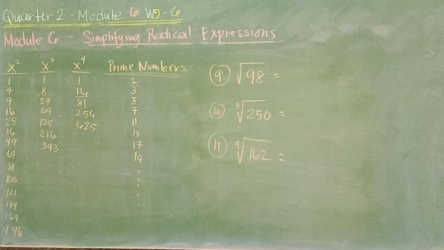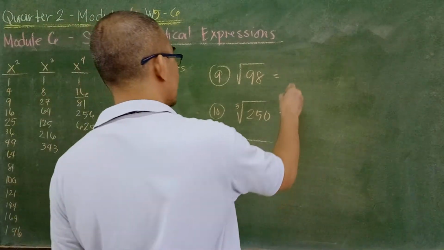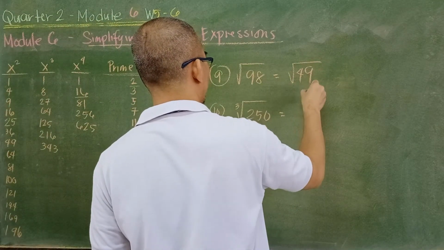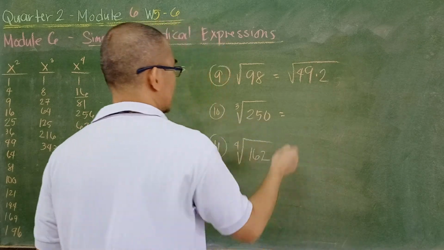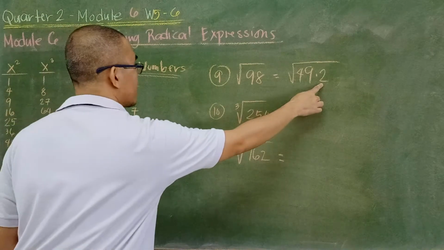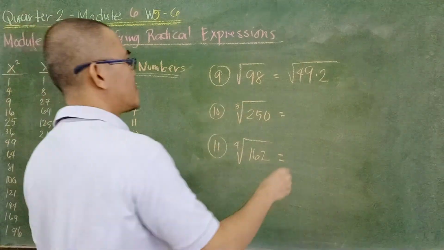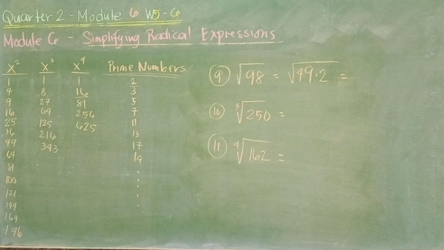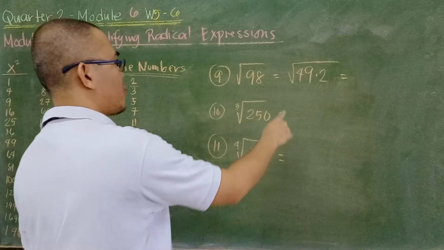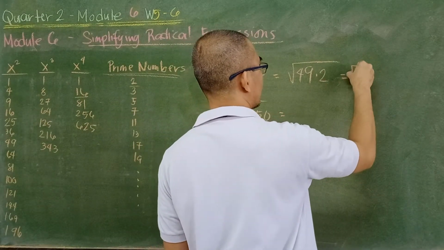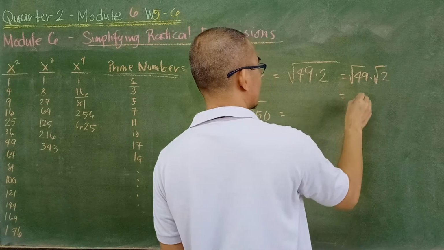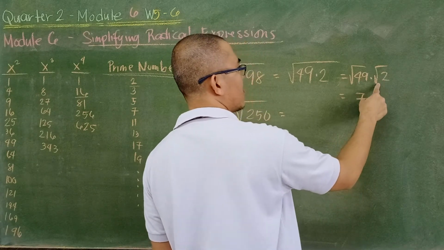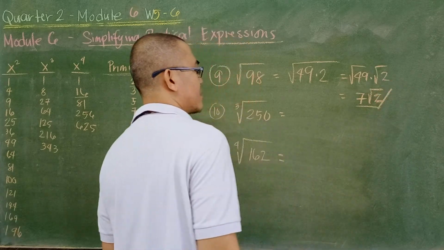So for number 9, square root ng 98. Hindi naman perfect square ang 98, so kailangan natin i-factor yan. Ano yung factor ng 98 na gagamitin natin? It will be 49 times 2. Isang perfect square, isang prime number. Kukunin lang natin yung square root ng 49, that is 7. Yung prime number, you'll just copy.